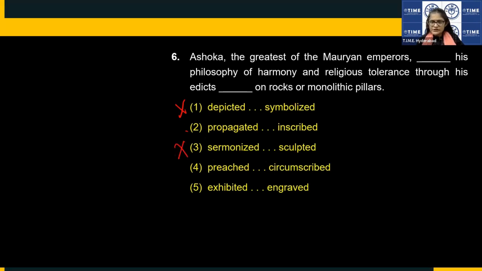Preached his philosophy of, yes, preached is okay. Through his edicts, circumscribed on, no. Circumscribe is to limit something, okay? To place restrictions on something. So this does not make sense. Exhibited his philosophy. You don't exhibit your philosophy, right? Through his edicts, engraved. Engraved is okay, but exhibited is not correct. Hence, the answer is option 2.